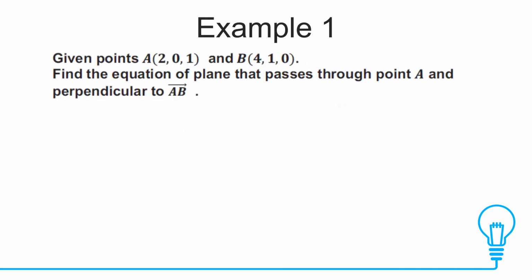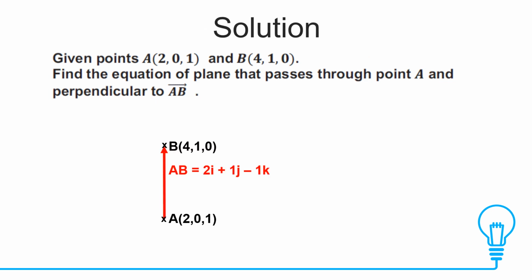We look at example 1. Given point A is (2, 0, 1) and point B is (4, 1, 0). You need to find the equation of plane that passes through point A and the plane is perpendicular to vector AB. The information that we obtain from the question is point A, point B, and based on these 2 points, basically we can have a vector AB.